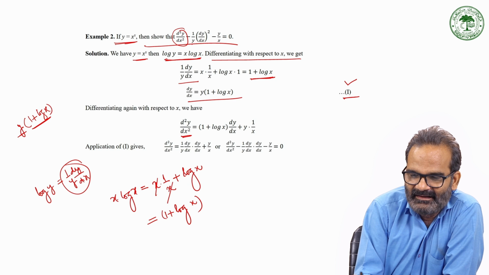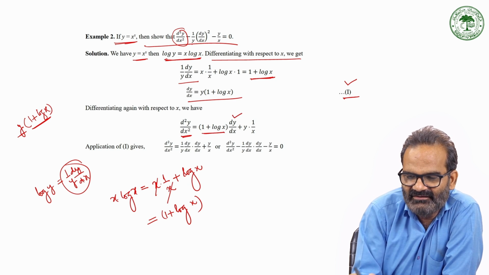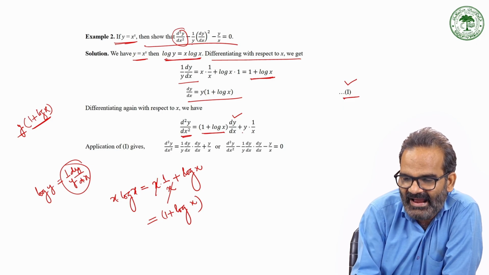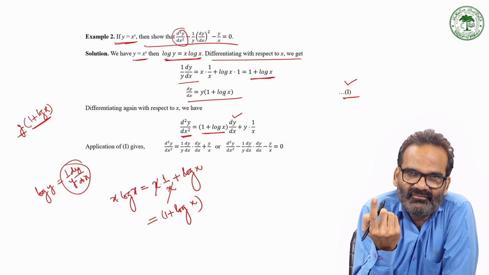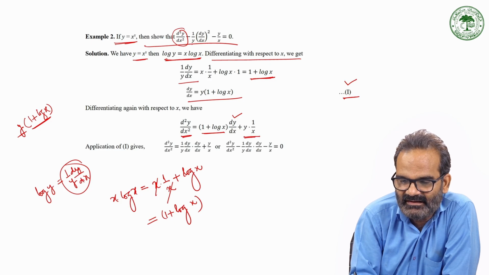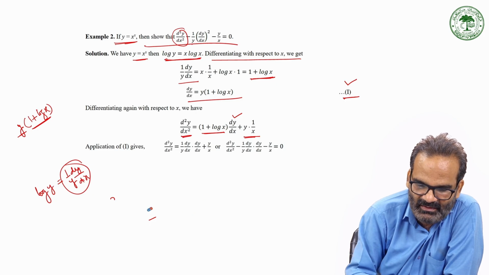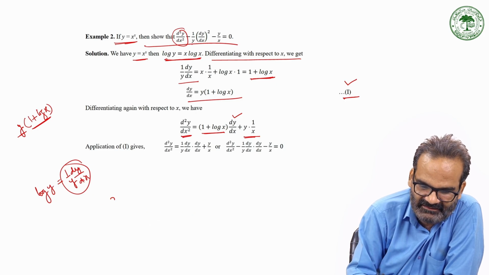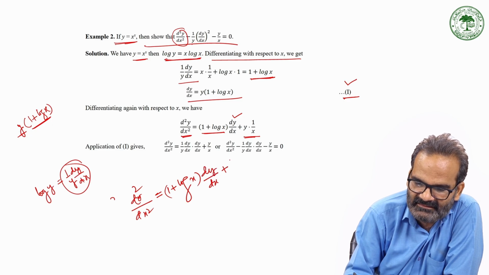See, 1 plus log x as it is, and derivative of y is dy over dx, right? Plus y as it is, and derivative of 1 plus log x: 1 being a constant, its derivative is 0, and you know the derivative of log x is 1 upon x, so you will get here y upon x. Now simplify this. What we are getting here is d2y over dx2 is equal to (1 plus log x) dy over dx plus y upon x.